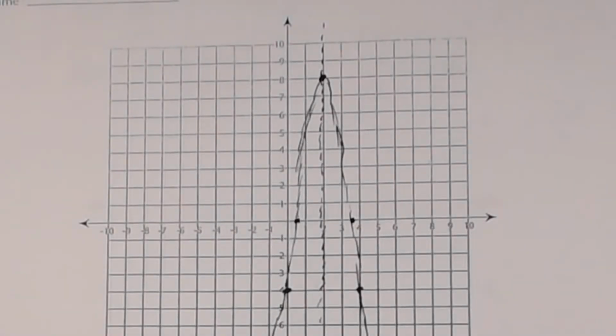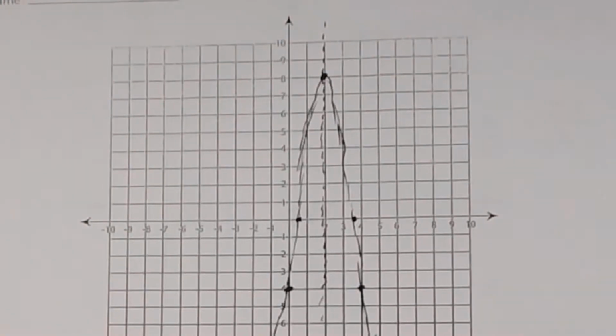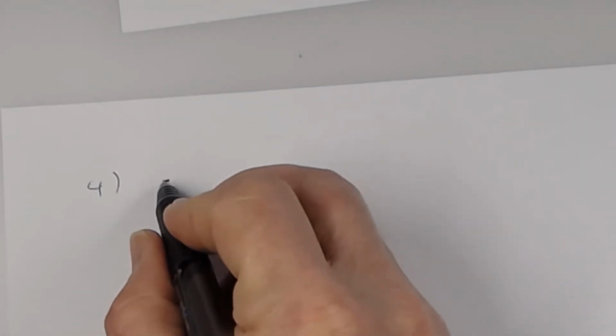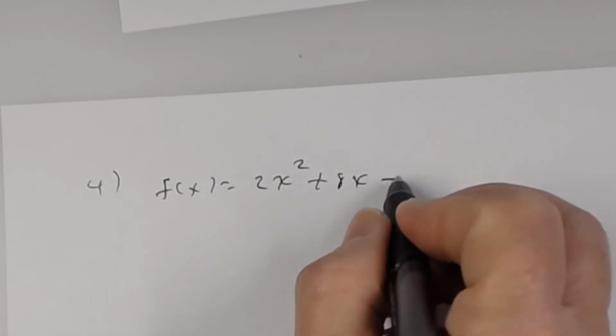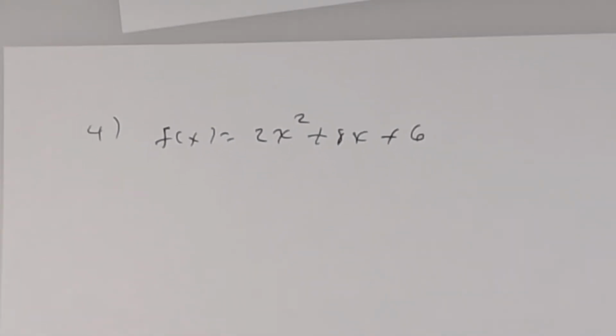All right, so that's it. Any questions on that? Okay. All right, let's do one more with this. Let's suppose we had this one, in general form as well. So this is number 4. Let's suppose we had f of x equals 2x squared plus 8x plus 6. 2x squared plus 8x plus 6.